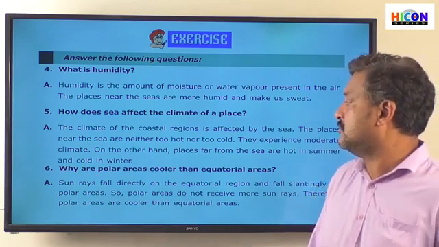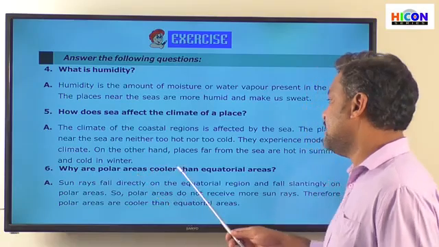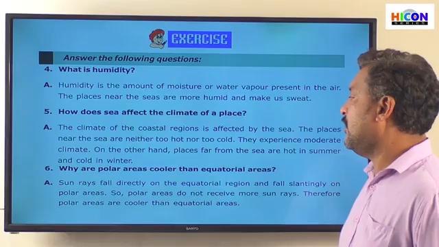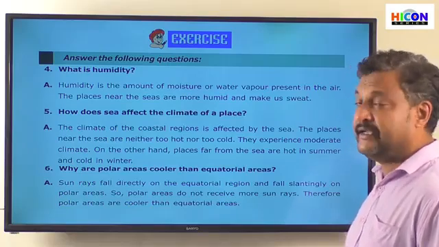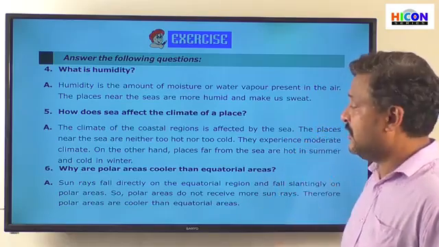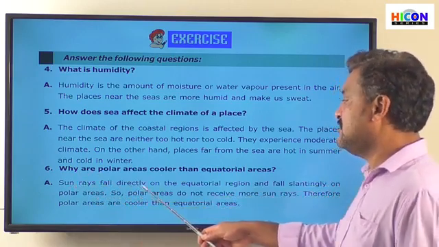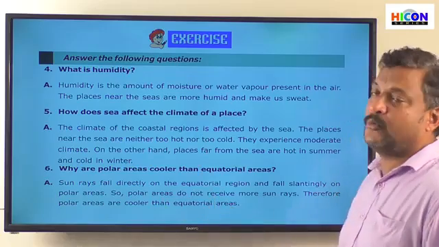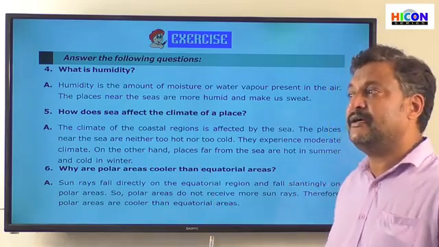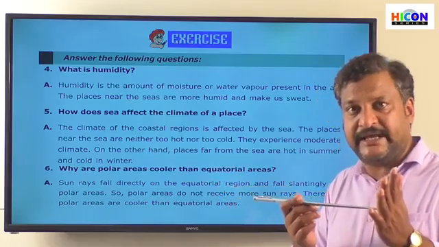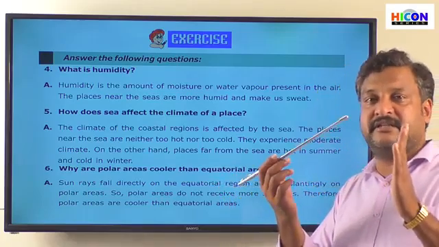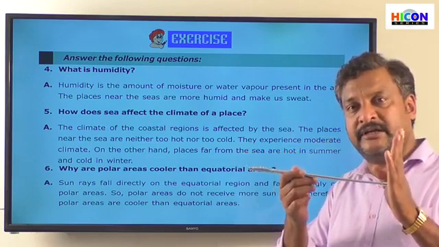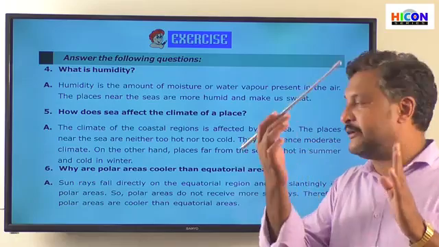Right? Now, why are polar areas cooler than the equatorial areas? Why are polar regions cooler than the equatorial regions? So, what are the reasons? Sun rays fall directly on the equatorial region and fall slantingly on the polar region. So, on the equator, the sun rays fall straight, and on the polar regions, they fall slanting. Okay, so straight on the equatorial region, slanting on the polar region.